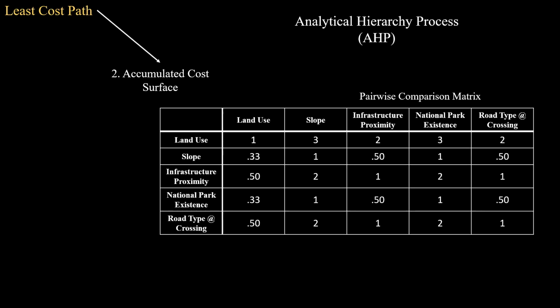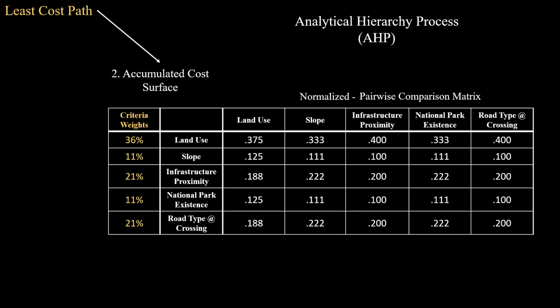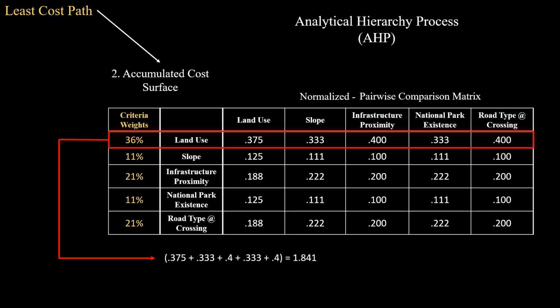In order to get the criteria weights, a normalized pairwise comparison matrix needs to be created. One normalizes the pairwise comparison matrix by dividing each cell by its sum of the column. Afterwards, the criteria weights for the weighted overlay tool can be calculated. This is done by taking the sum of each normalized row and dividing by the amount of criteria.